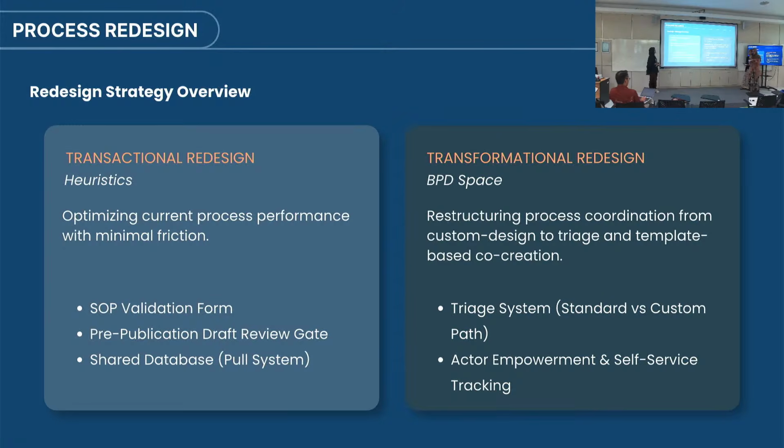To resolve these issues, we applied a dual-layered redesign strategy. First, transactional redesign heuristics are used to optimize the current process performance with minimal friction. Second, we applied a transformational redesign approach using the PPD space framework to fundamentally restructure how our workflows coordinate.